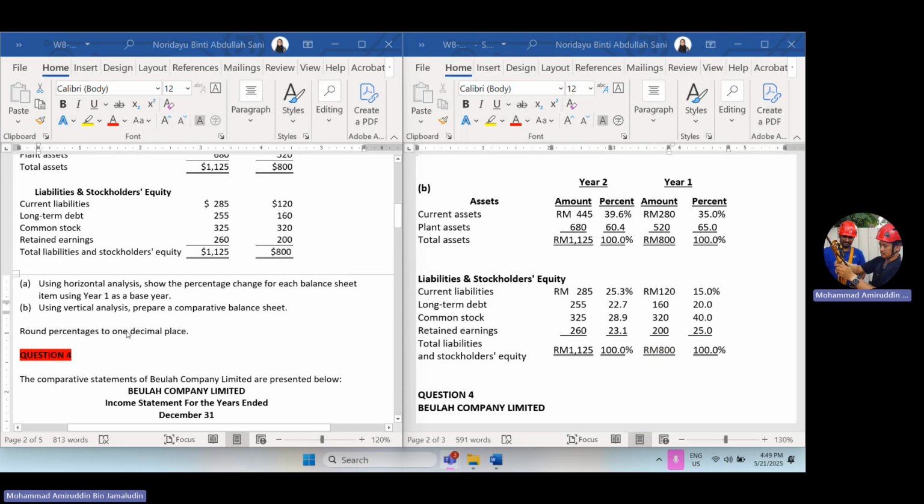Now, here they put the question requesting 1 decimal place. But for your exam, I advise you to use 2 decimals. Okay, I'll let you all have a 10 minute break. Then we continue after this.